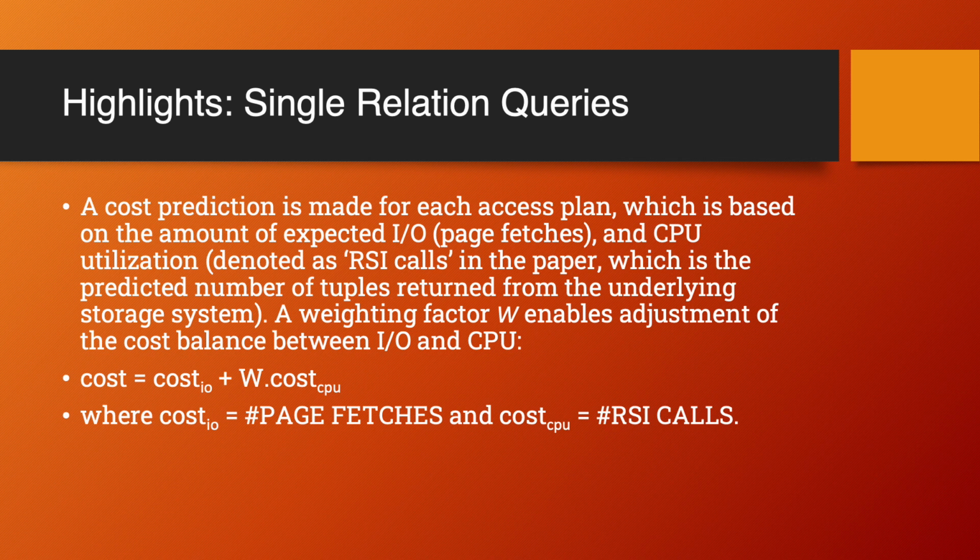A weighting factor W enables adjustment of the cost balance between I/O and CPU. So cost is equal to cost of I/O plus W multiplied by cost of CPU, where cost of I/O is the number of page fetches and cost of CPU is the number of RSI calls.